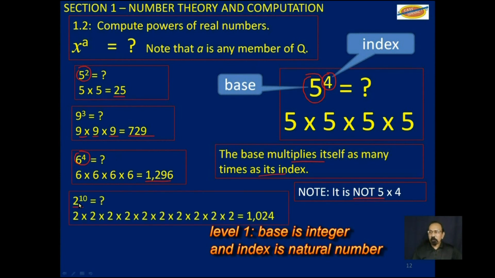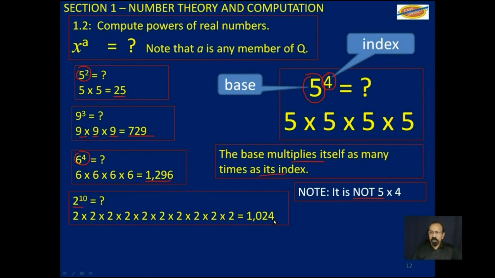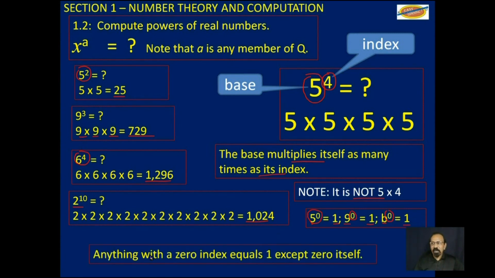2 to the 10th power, that is 2 multiplied by itself 10 times, as we see here, which will give us 1024. Now, 5 to the 0 power is 1. 9 to the 0 power is 1. And b to the 0 power is 1. That is to say, anything with a 0 index equals 1 except 0 itself, which is undefined.